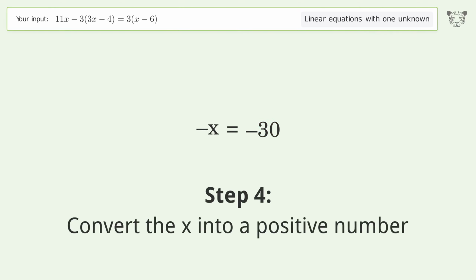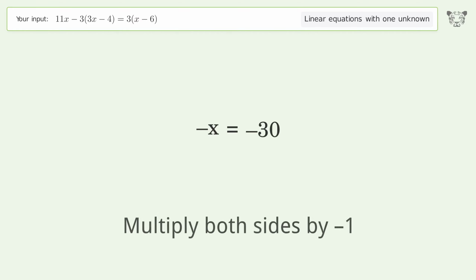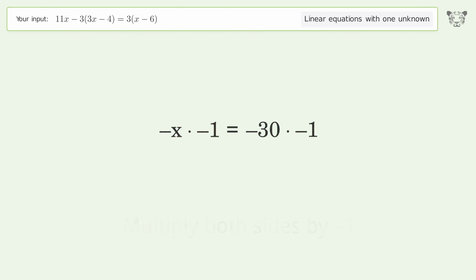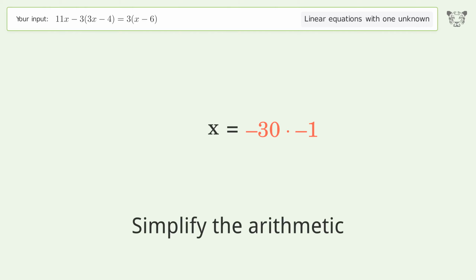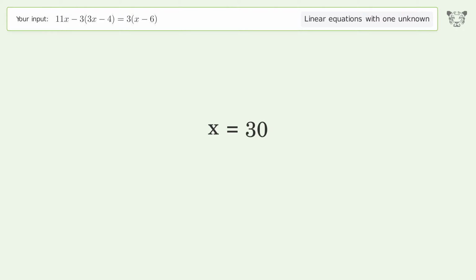Convert the x into a positive number. Multiply both sides by -1. Remove the ones. Simplify the arithmetic. And so the final result is x equals 30.